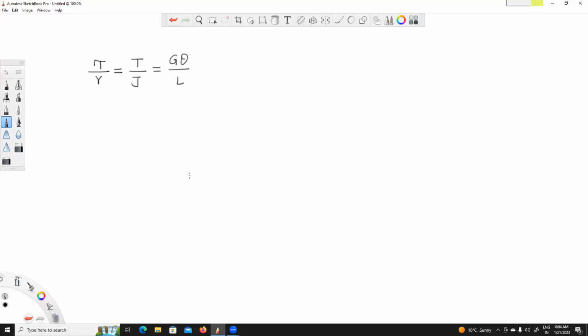G theta over L. So particularly if you look at this particular expression over here, what it gives here, I get T upon theta equals GJ over L. And this particular term is called C. What is that called? This particular term is exactly similar to EI.